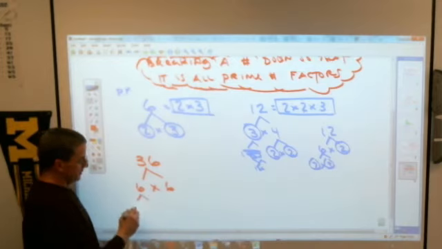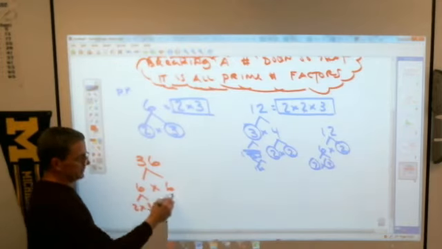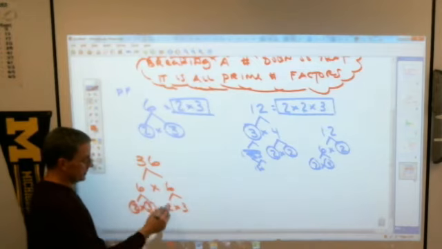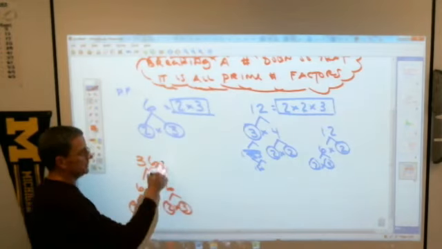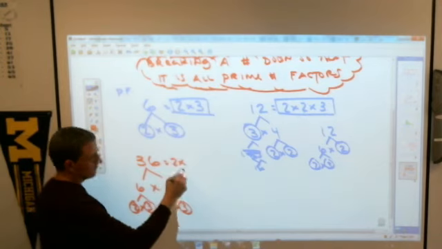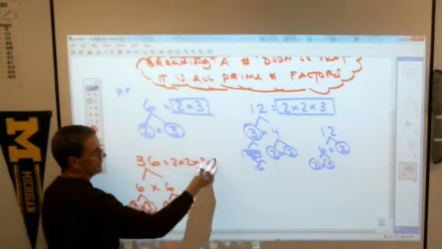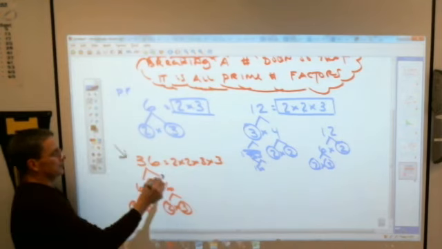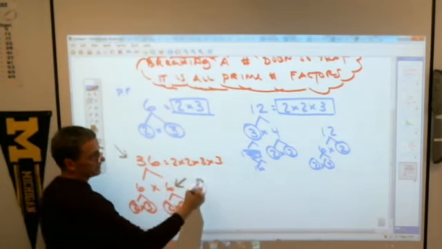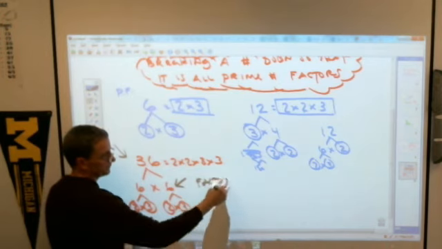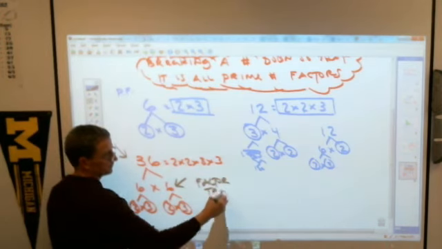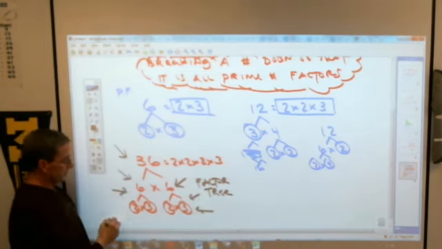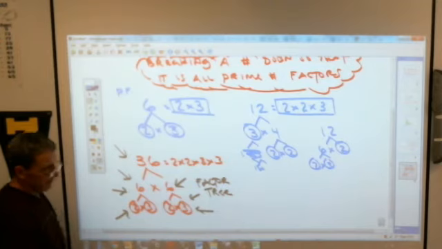2 times 3. 2 times 3, and 6 is 2 times 3. 2 times 3. And those are all prime, so you can stop. It's good to stay organized because otherwise you will get yourself all mixed up. Now understand, because this looks like a tree, this is what we call our factor trees. Because it looks like a tree, hence factor trees.